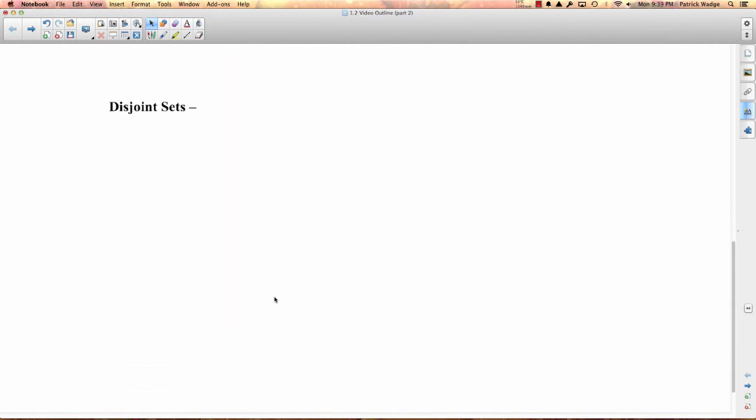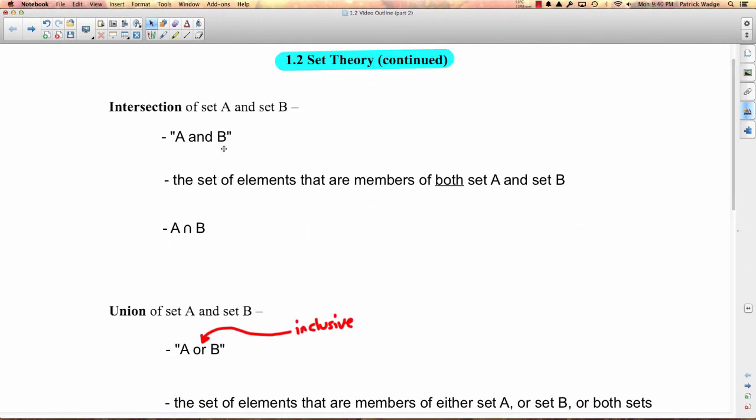And then the last thing we're going to look at today is disjoint sets. And disjoint sets are two or more sets that have no elements in common. Right? There's nothing that they have the same. So for example, if one set has A, B, C in it and another set has D, E, F in it, then those are disjoint sets. So the intersection, in other words, remember we just talked about intersection up here. It's the set, the members that are in both sets.